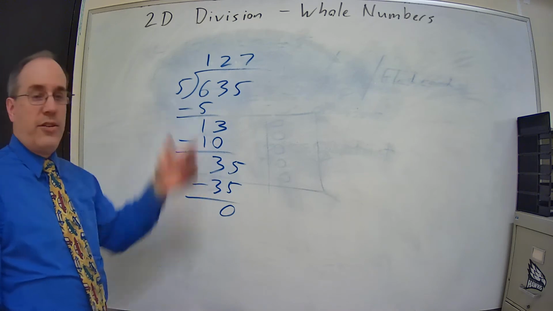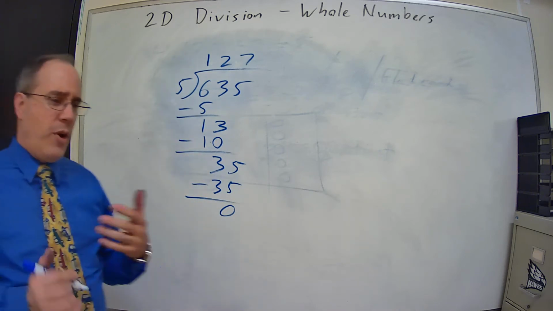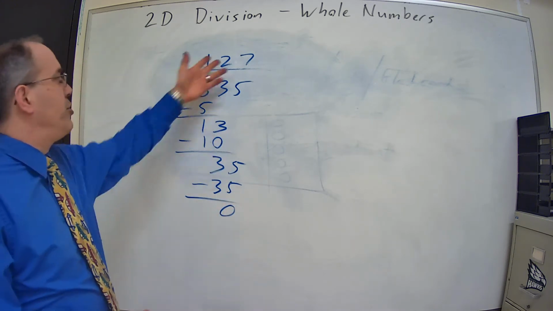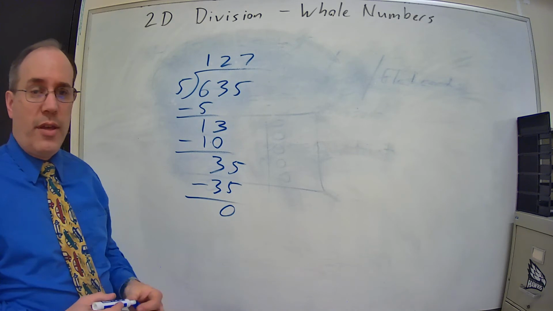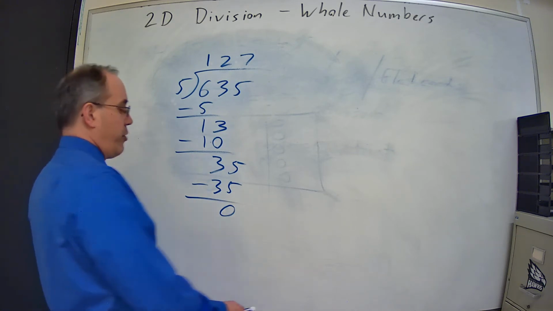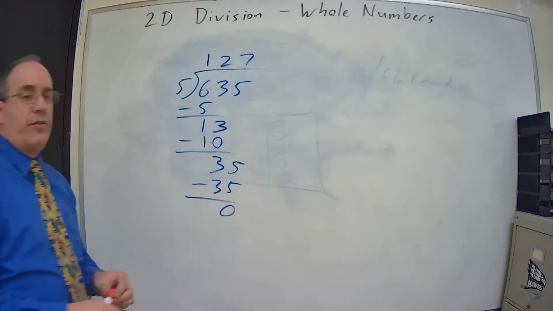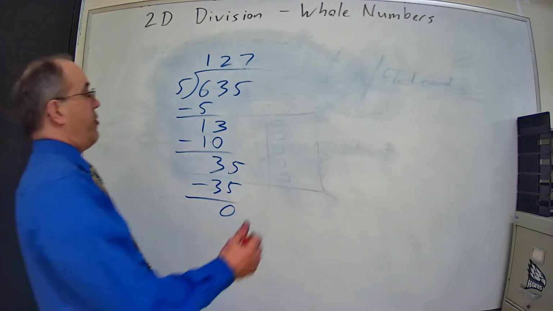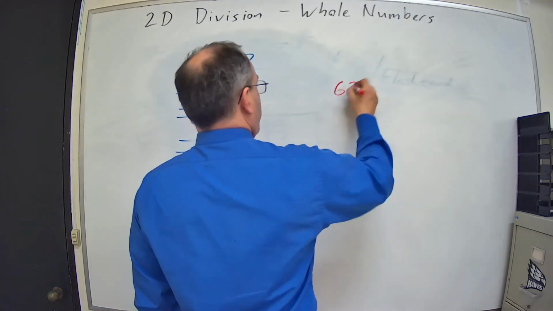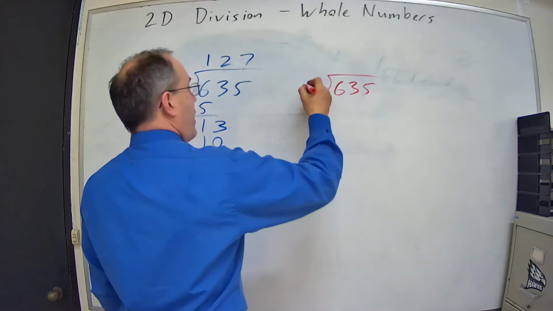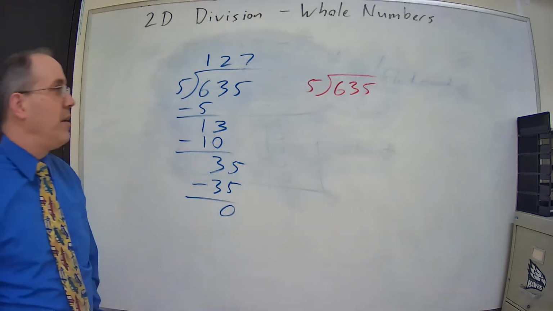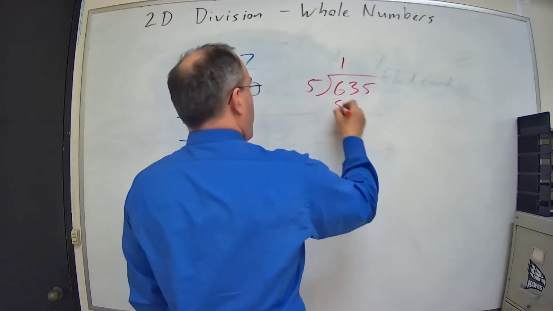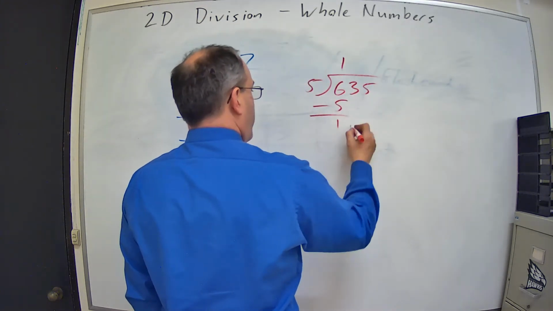So the process continues the same way. Well, what happens if we make a mistake? What if we choose the wrong number? Well, let's take a look at that. I'm going to leave this one right up here, but I'm going to make an oops along the way and see what happens. So I have 635 divided by 5. Well, obviously 5 goes into 6 once. 1 times 5 is 5. Subtract, I get 1, and I bring down the 3.